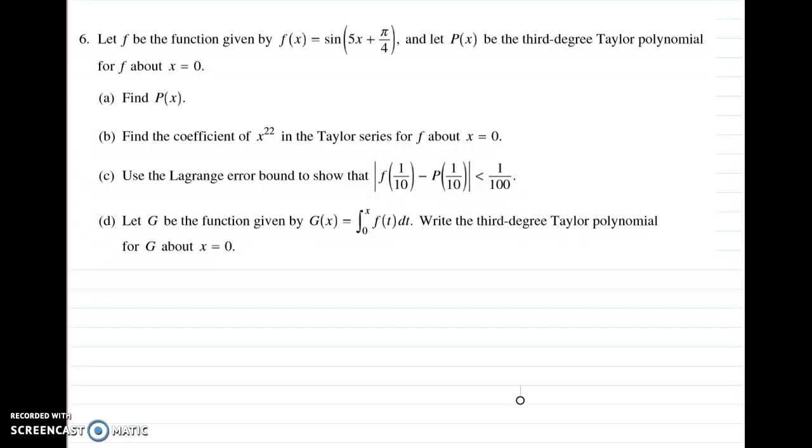All right, here's our second question. Let f be the function given by f of x equals sine of 5x plus pi over 4, and let p of x be the third degree Taylor polynomial for f about x equals 0. Find p of x. So here's the thing.